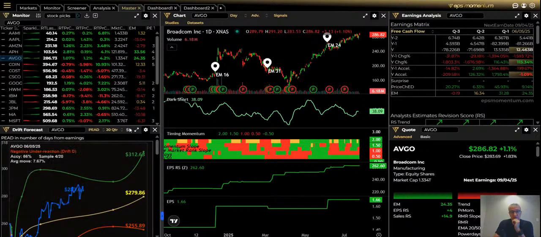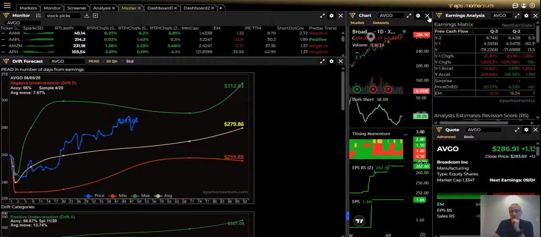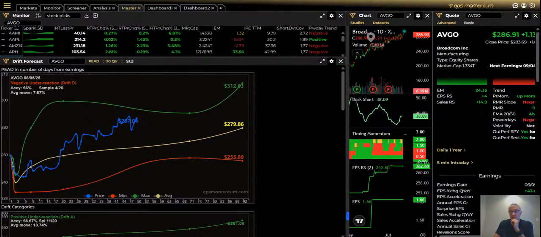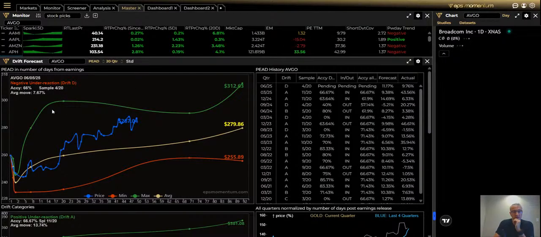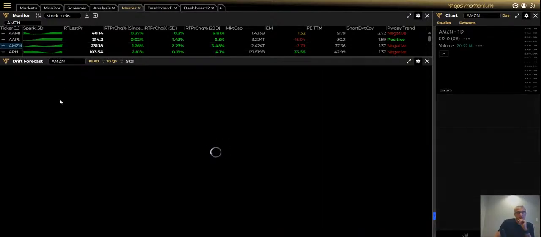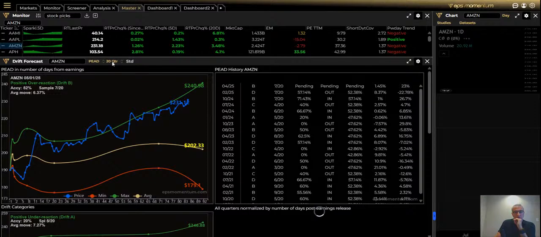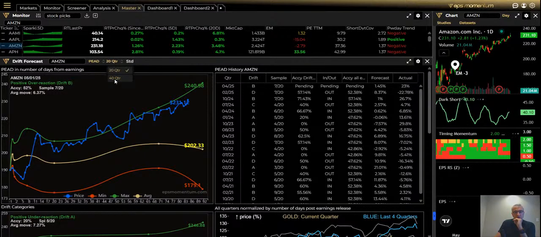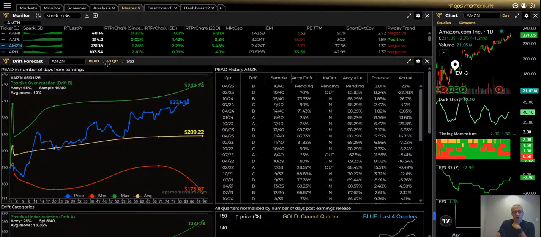The second thing I want to talk about is the drift, so the drift forecast. So the drift is probably one of our key features. What it does, so let me just X out of these two so we get more space here. So the drift is the 90-day price forecast for a stock. So if I pull up Amazon and I pull up 20 quarters or 40 quarters, I have the ability to run 40 quarters back and 20 quarters back.